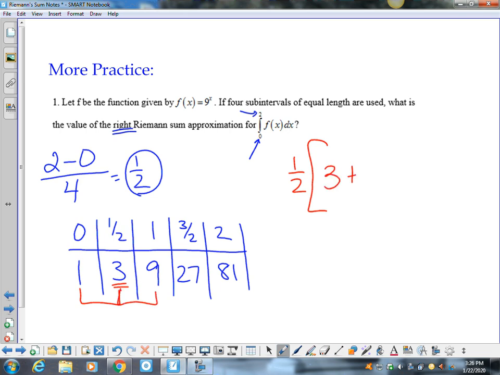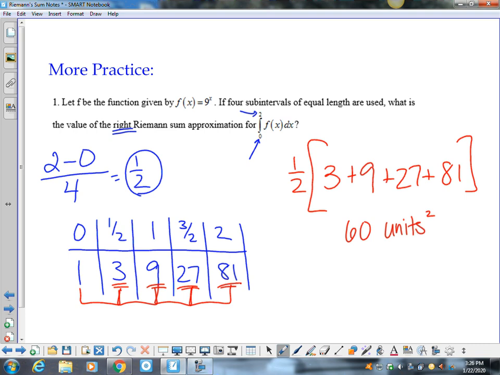Then the next rectangle, the right-handed value would be a 9. And then the next one, the right-handed value would be a 27. And the next one would be an 81. And add all that up and then half it, and you get 60.